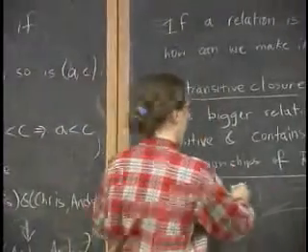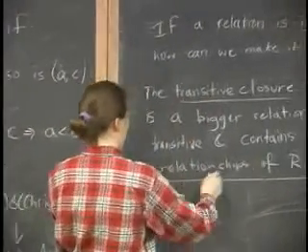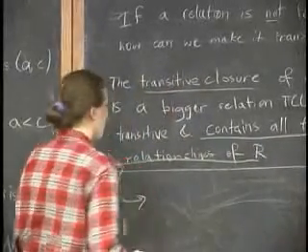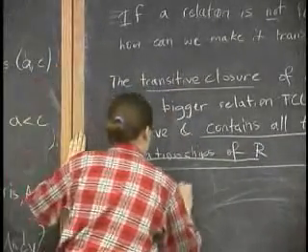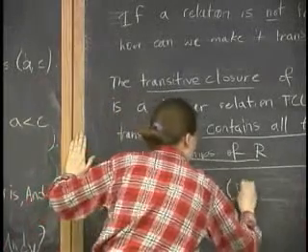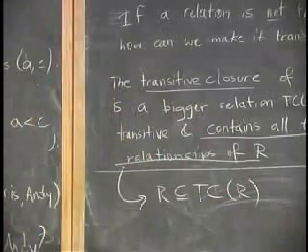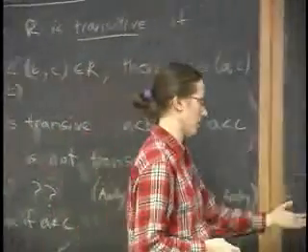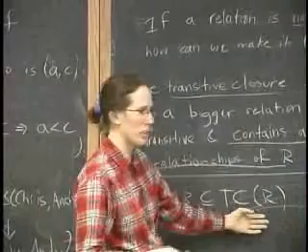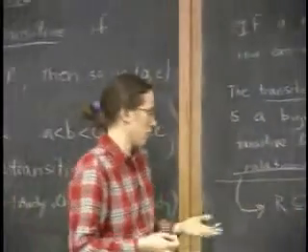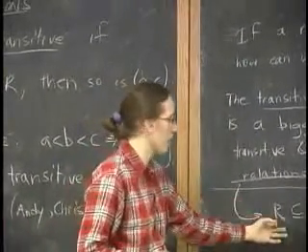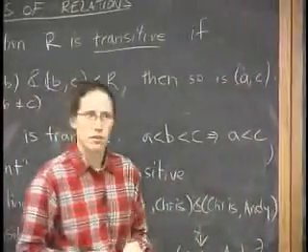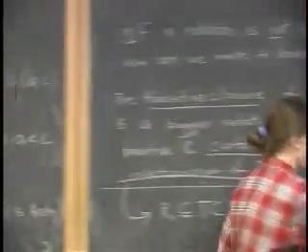What do I mean by this bit here? Well, I really just want to say R is contained in TC of R. And since these are subsets, that makes sense. What that means is that if I have this new relation, everything that was related in the old relation is still related in the new relation.